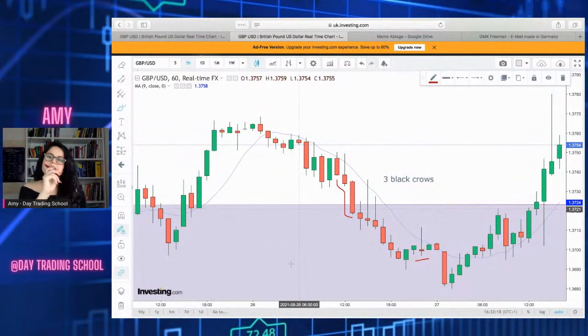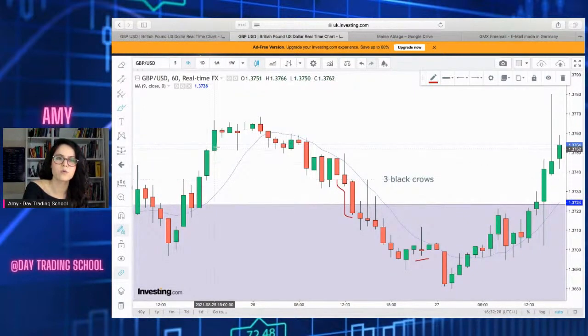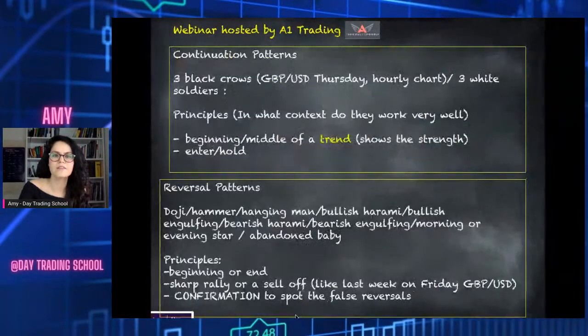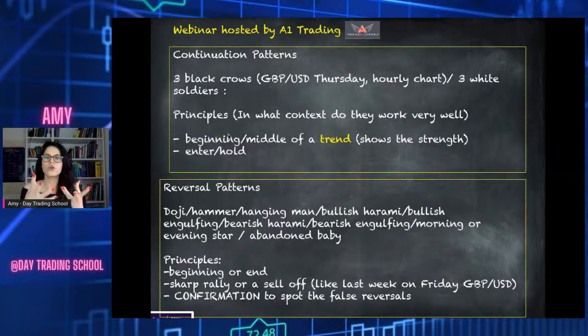Now, what I'm trying to say is, when I see something like 3 black crowns or 3 white soldiers, that means 3 green candlesticks, like here, 3 white soldiers, they are usually continuation patterns. But they need to be at the beginning or in the middle of a trend, to tell you how strong a certain decision is.